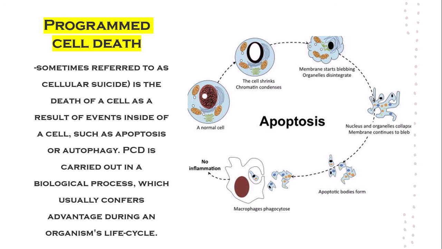So, what causes programmed cell death? Sometimes it is caused by external factors such as trauma or infection, and occurs in several different forms.